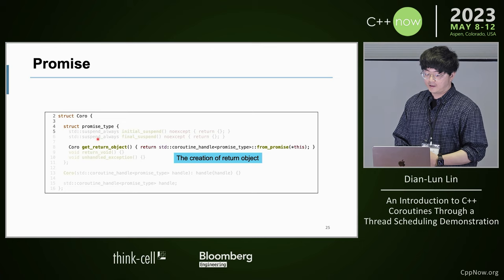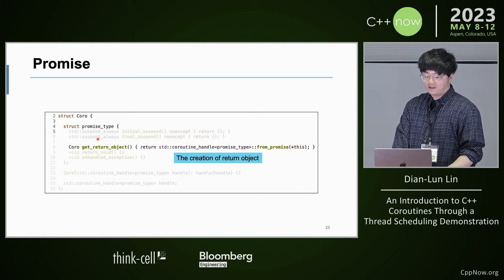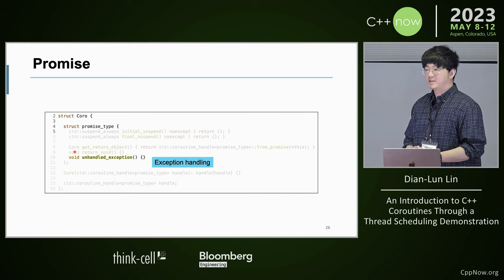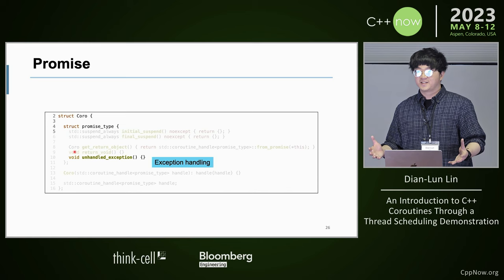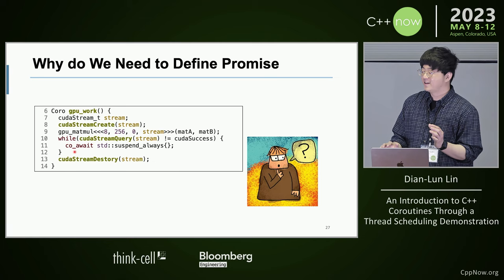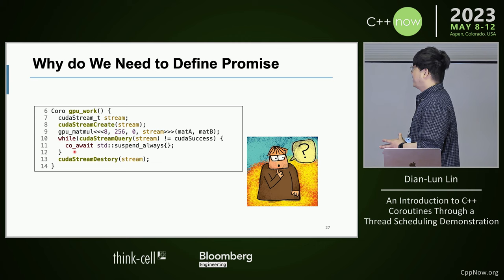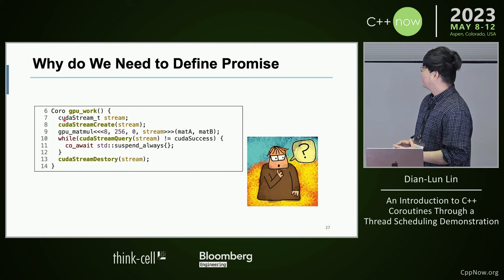Okay, and get_return_object is to create this coroutine. So you can see the return type is Coro, which is the same here. And unhandled_exception is to define how you handle the exception. So I know. Promise type is so complicated. And why suddenly do we need to define lots of things? Let's pull it back a little bit. This is GPU work, and this is a coroutine. I see there is a co_await and suspend always, which is a built-in awaitable. And the return type is Coro. Why do we need to define promise? I don't even see the word promise here.